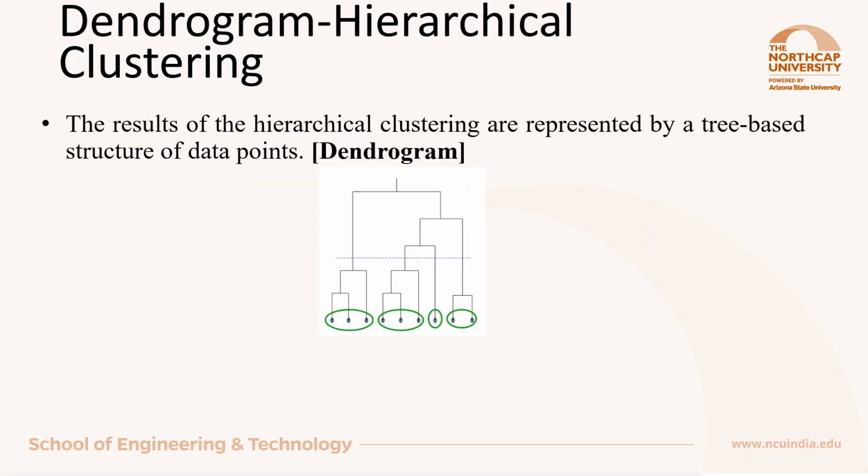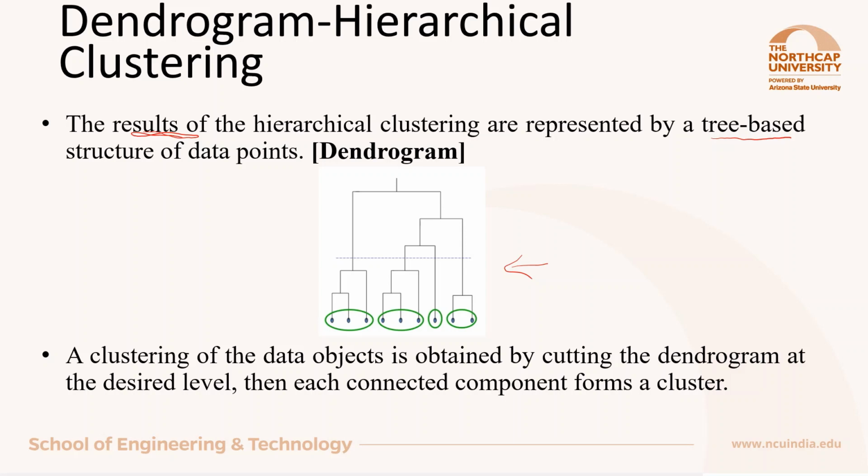Now the next important term used in hierarchical clustering is dendrogram. A dendrogram is basically a tree-based structure of data points which is used to represent the results of the clustering. As you can see, this is a dendrogram, and it represents the number of clusters which can be obtained by cutting the dendrogram at a desired level, and then each connected component forms a cluster.